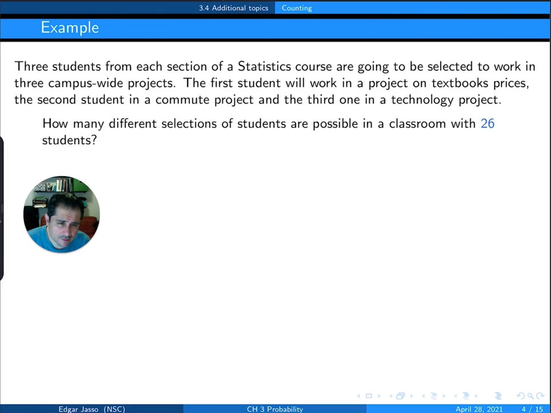So I'm not selecting all 26 students, so it's not 26 factorial. I'm only selecting three, right? One approach to look at this is the same as I've been doing. I have three spots to fill. They're different spots because the first one is going to be the person working on textbook prices, the second one on the commute, and the third one on technology. I'll put it as tech.